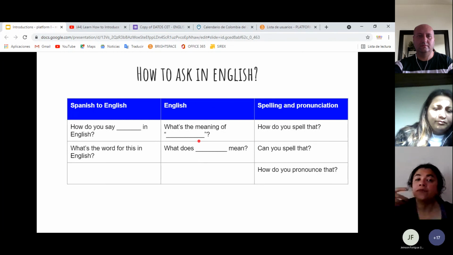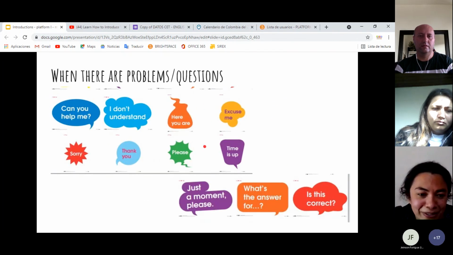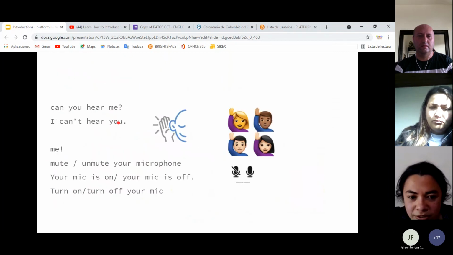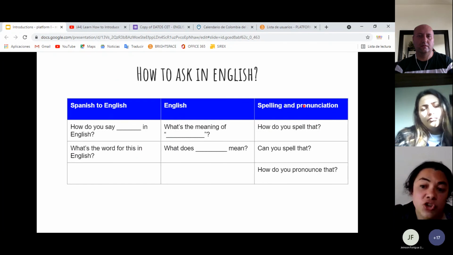So whenever you have problems with vocabulary in English, you can say, Diana, I don't understand. Okay, we can mix information. So I don't understand the word. So what does it mean? What does the word mean? What does spelling mean? What does a car mean, etc. And guys, we have spelling and pronunciation.